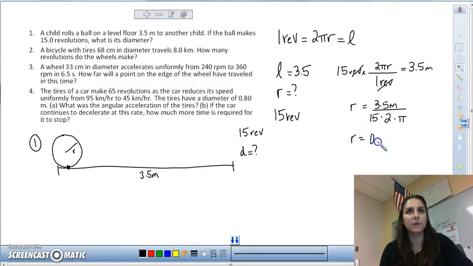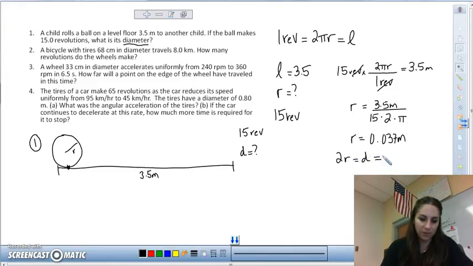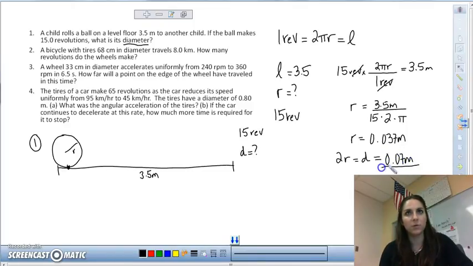I get a radius of 0.3037 meters, but it wants the diameter, and that's twice the radius. So if I multiply that by 2, I get 0.07 meters. So more or less the diameter is 7 centimeters. So that's what we figured out. From here to here is 7 centimeters. So that's question number 1.